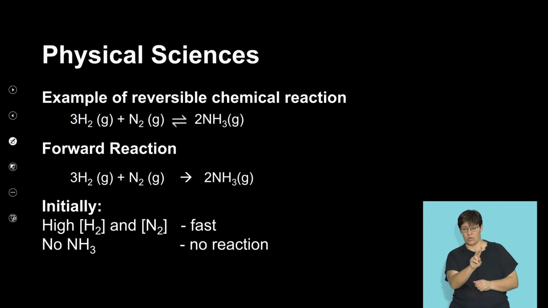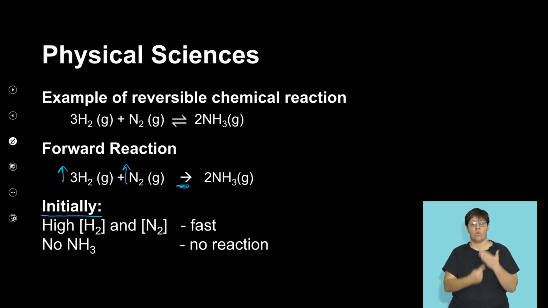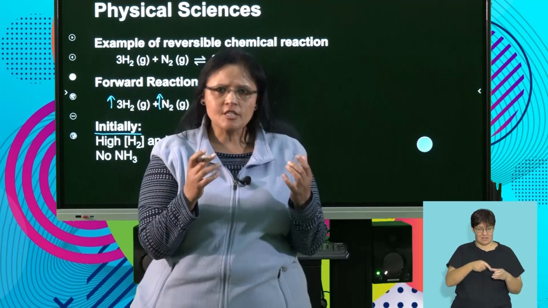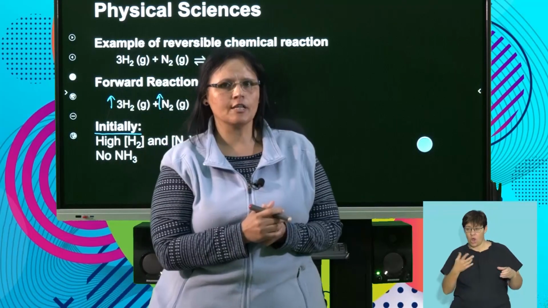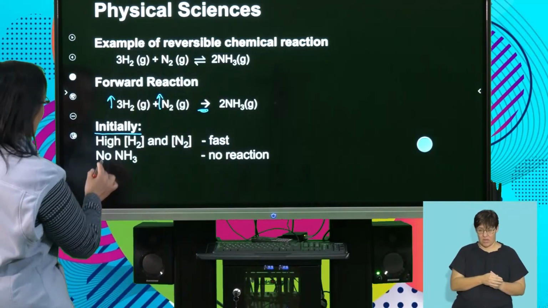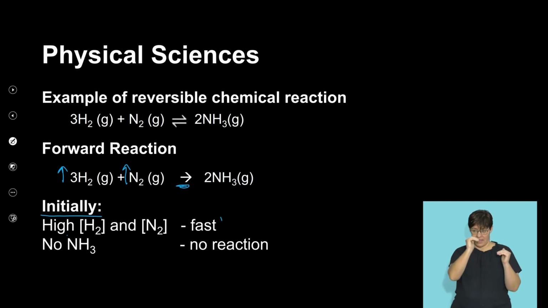When we look at the forward reaction of this reversible reaction, make sure that you focus on the arrow there. You need to know that at the beginning, we have a high concentration of hydrogen gas and a high concentration of nitrogen gas. And the high concentration is due to the fact that it's the only thing that's currently in the vessel. So we have lots of nitrogen and lots of hydrogen. And because we have lots of hydrogen and lots of nitrogen, the reaction will actually be very fast.